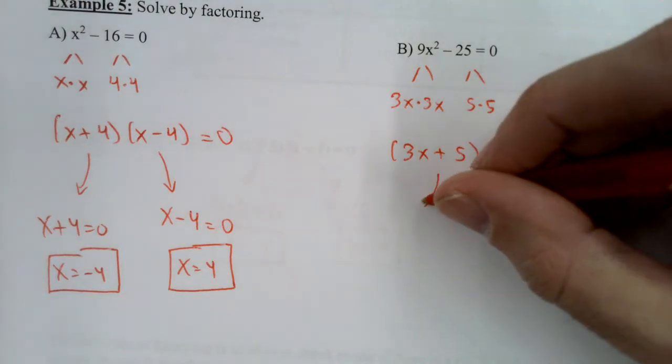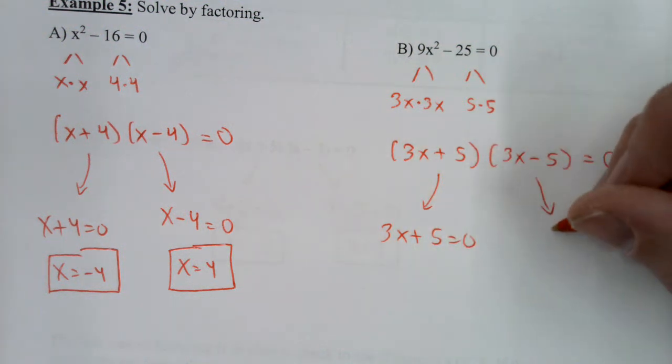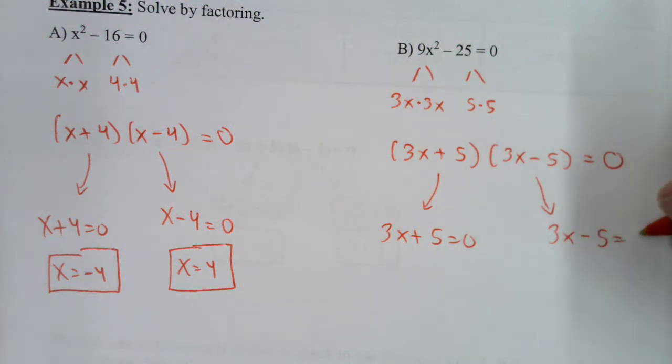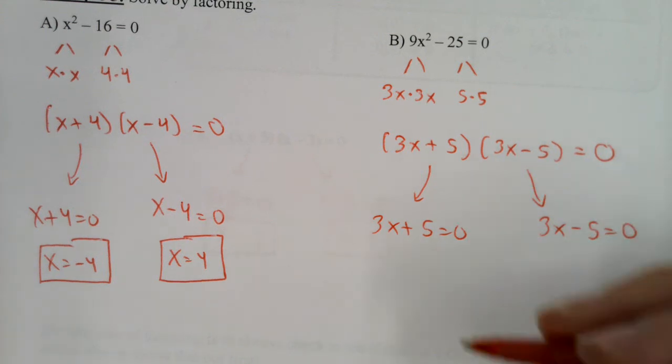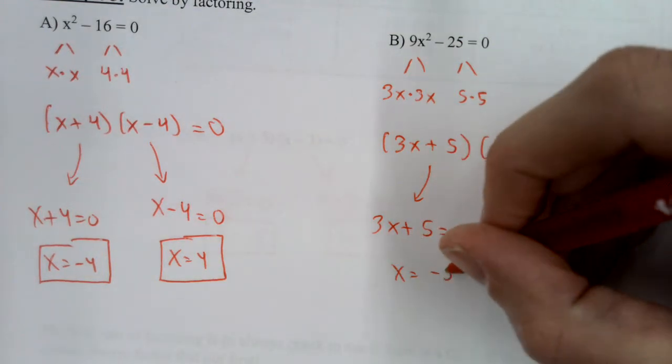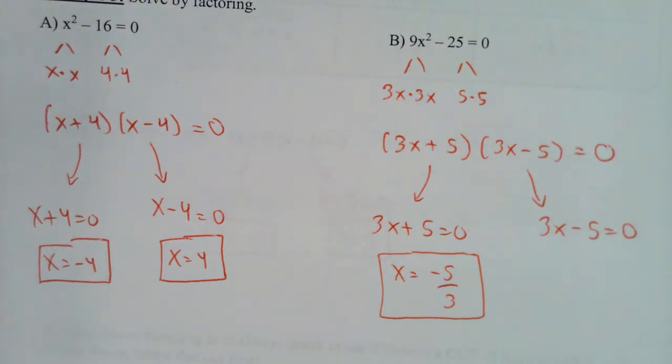Solve each of these. Either 3x plus 5 equals 0 or 3x minus 5 equals 0. Subtract 5, divide by 3. x equals negative 5/3. Add 5, divide by 3. x equals 5/3.